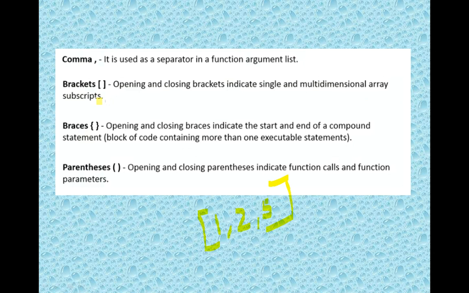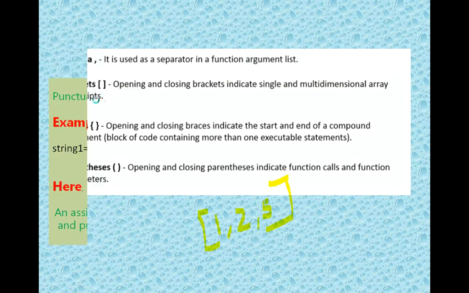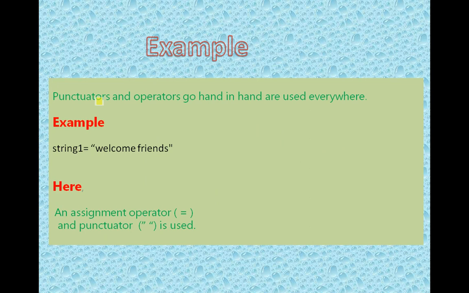Likewise, I have given one example to make it more understandable. Punctuators and operators normally go hand in hand. For example, string1 = "welcome friends". In this case, the equals-to sign is your assignment operator and your punctuation is the quotes. These quotes you have used will be your punctuators.